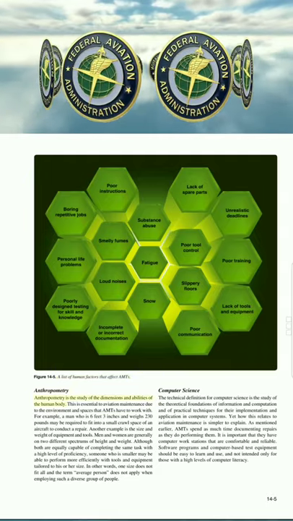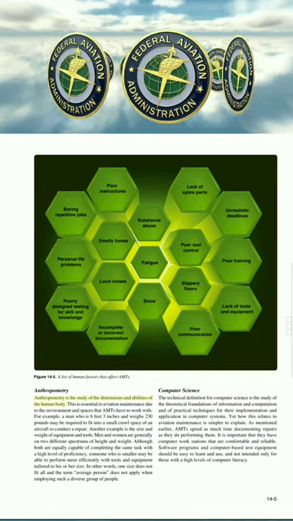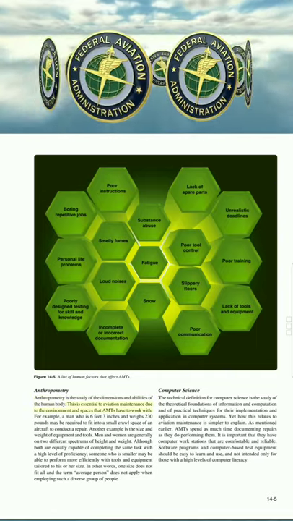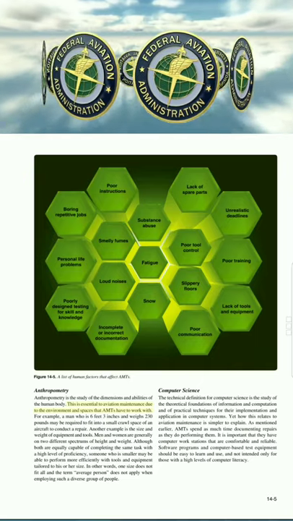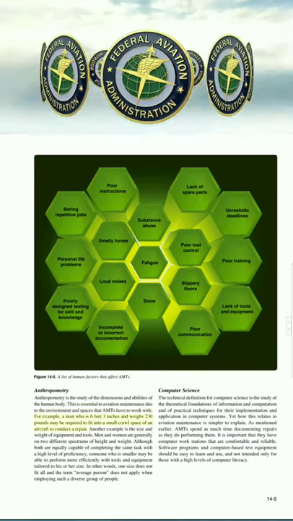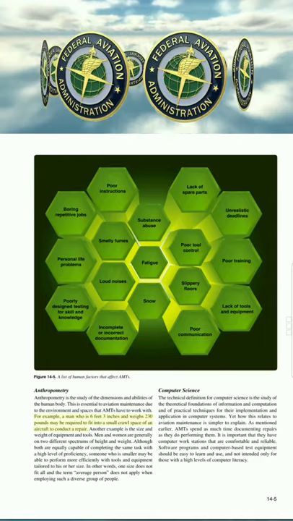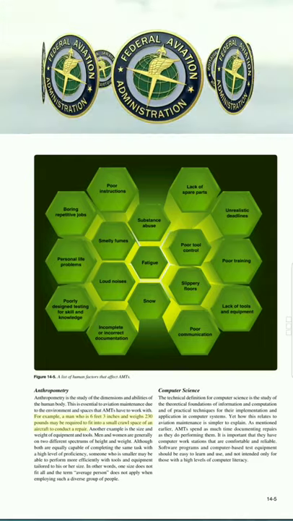Anthropometry. Anthropometry is the study of the dimensions and abilities of the human body. This is essential to aviation maintenance due to the environment and spaces that AMTs have to work with. For example, a man who is 6 feet 3 inches and weighs 230 pounds may be required to fit into a small crawl space of an aircraft to conduct a repair.